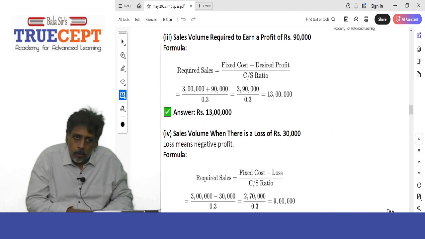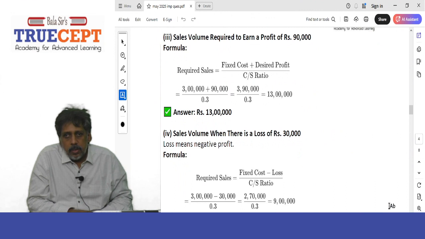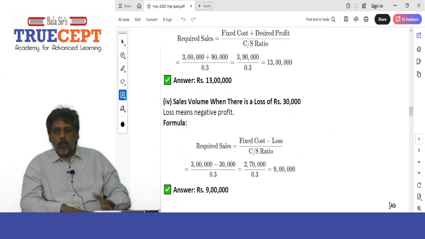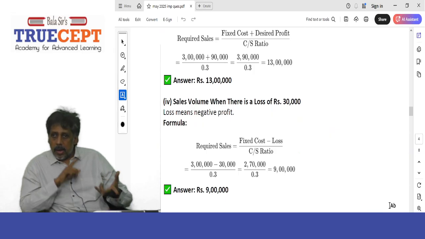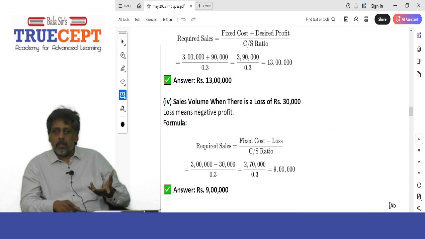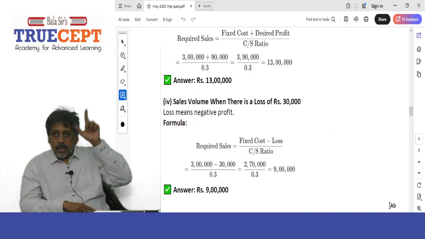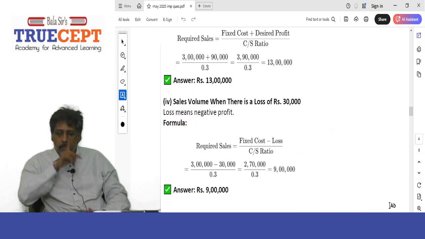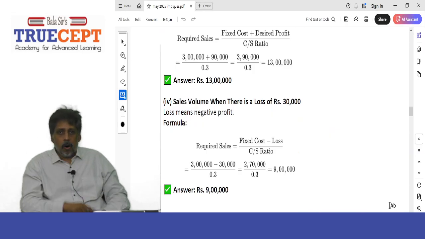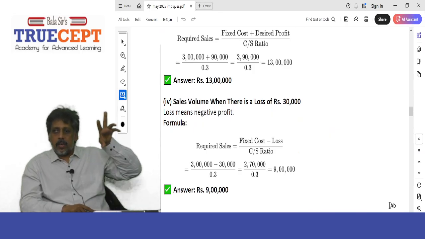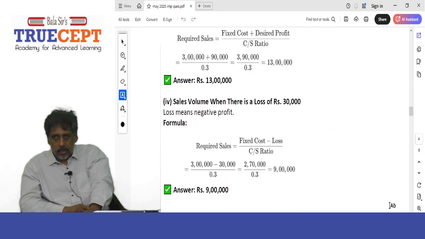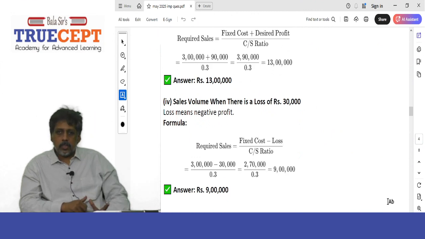And the last question, use the same formula, but there is a loss of 30,000. So sales equals 3 lakh minus the expected loss of rupees 30,000, divided by PV ratio 0.3. 2,70,000 upon 0.3 is rupees 9 lakh. You saw that 9 lakh is below the 10 lakh break-even point. Whenever the sales is below break-even point, you will be incurring a loss. Is that clear? Yes, sir. So with that we complete the solution. Bye-bye.